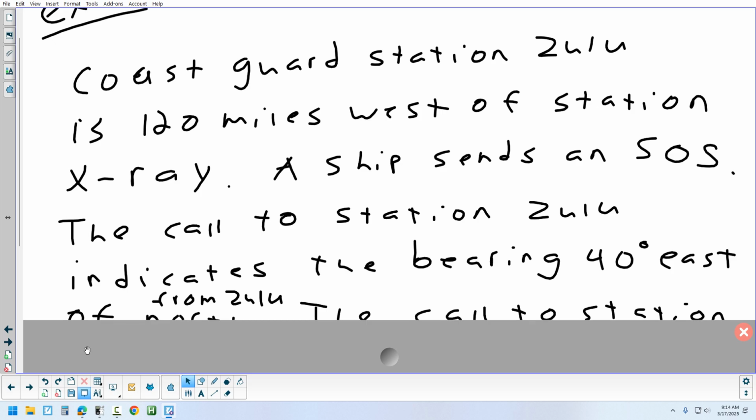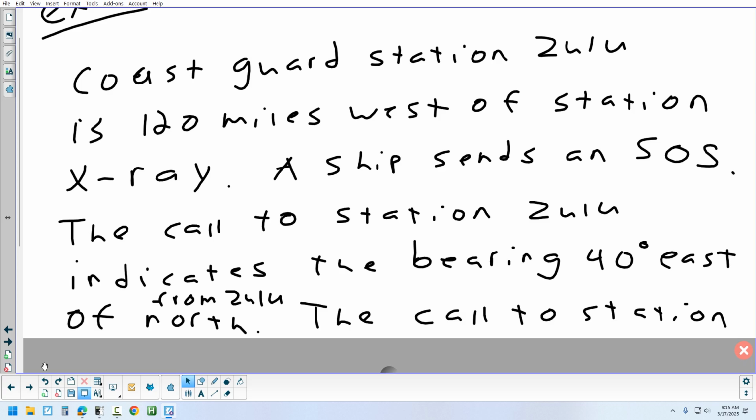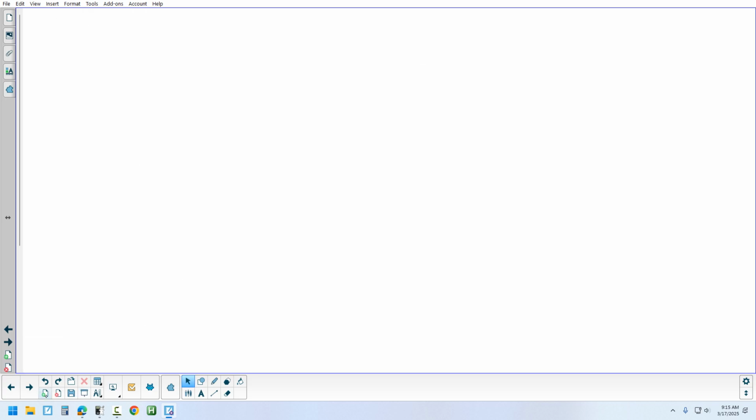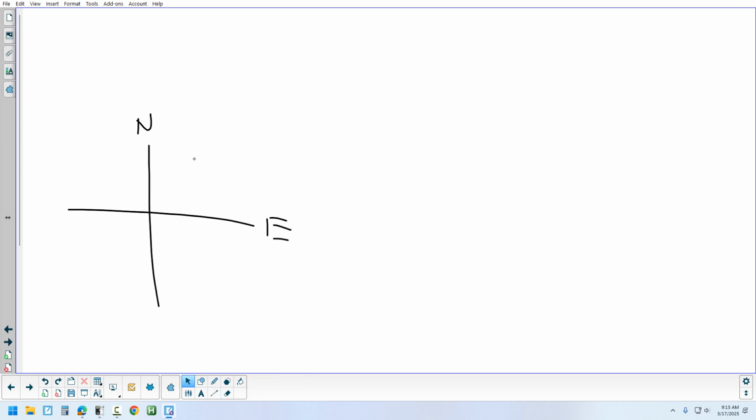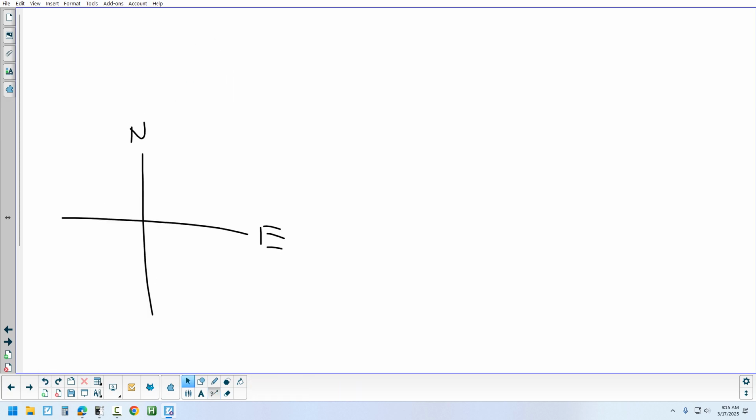So the first Coast Guard station, Zulu, sees the light blinking 40 degrees east of north. What does that mean? Well, if here's your compass, 40 degrees to the east of north is like 40 degrees to the right. Kind of like this. This would be 40 degrees, 40 degrees to the east of north.